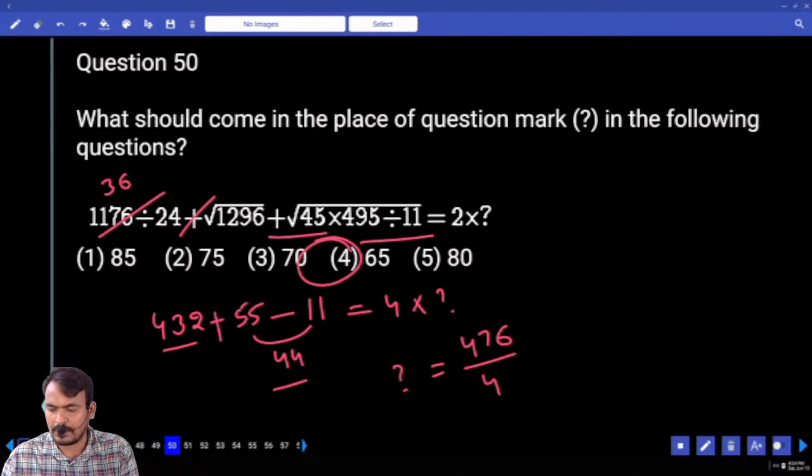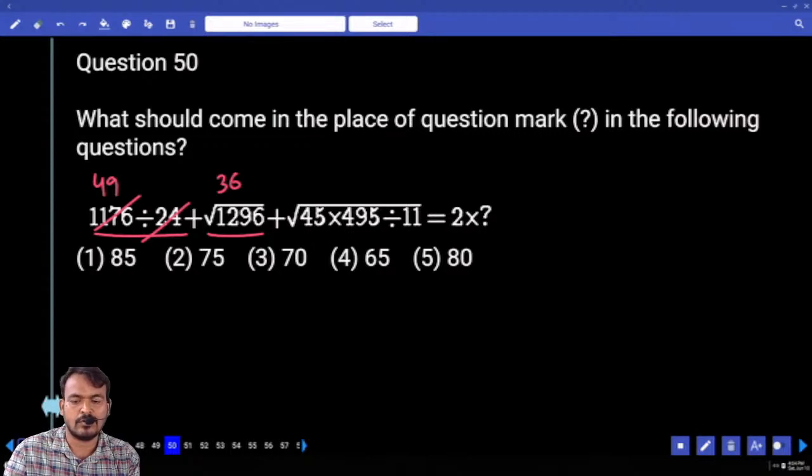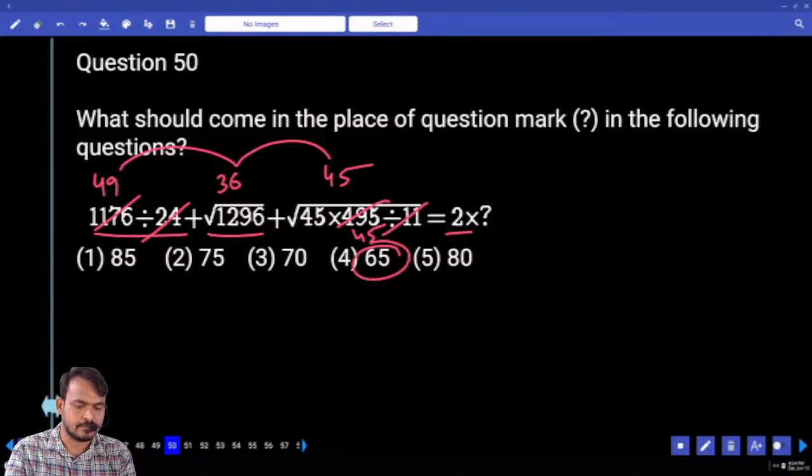Next, question number 50. 1176 divided by 24. 24 4s, 96. Remaining 216. How many times? 9 times. Square root of 1296, 36. And 45 into 495 divided by 11. 11 almost 45 times. 45 into 45, we are getting only 45. And 36 plus 45, 81. 81 plus 49, 130. Divide by 2. What is the answer? 65.